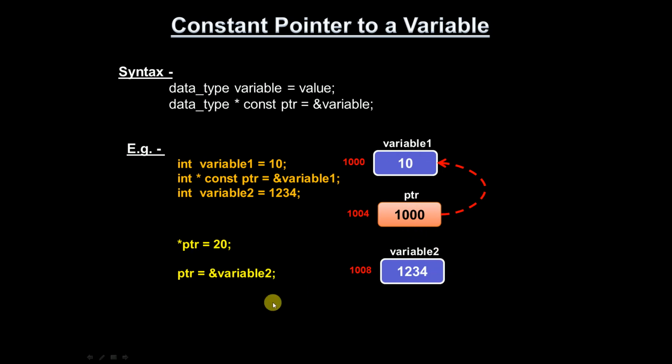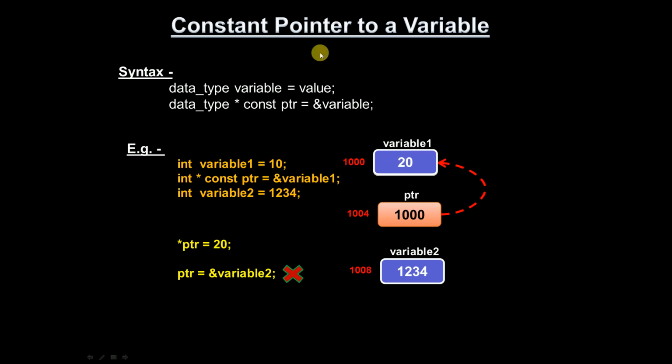So *ptr = 20 is valid, that's the reason the value is changed. Now ptr = &variable2 is invalid. I think you got the difference between pointer to a constant and constant pointer. In pointer to constant, wherever the pointer is pointing, that particular variable value will be treated as constant, and you cannot modify that one. Means *ptr = 20 is invalid.